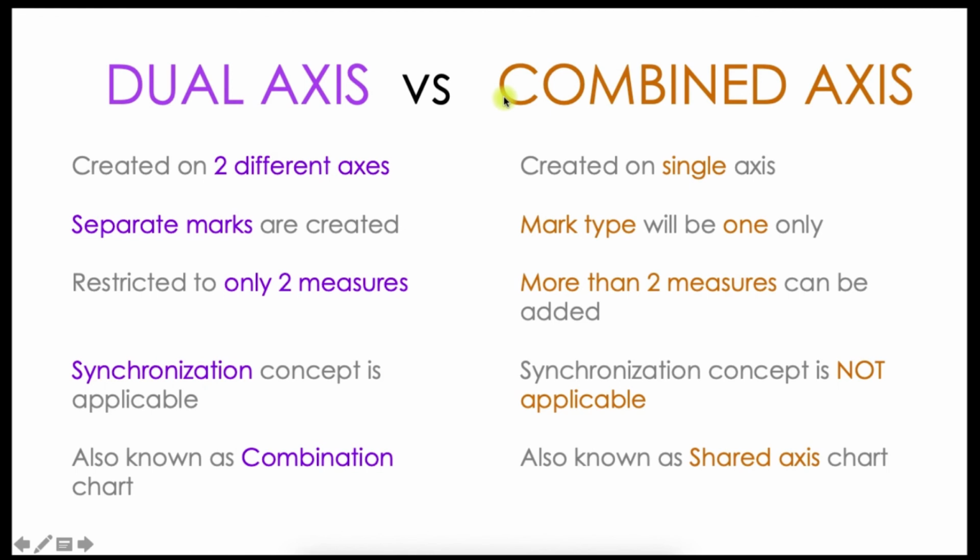When it comes to combined axis, it is created on a single axis. There will be only 1 mark type, as we just saw, and we can add more than 2 measures, which also we saw. And since it's only on a single axis, there's no synchronization concept here. And since all the measures are added on a single axis or a shared axis, it is also known as shared axis chart. So this was all about dual axis and combined axis in Tableau.